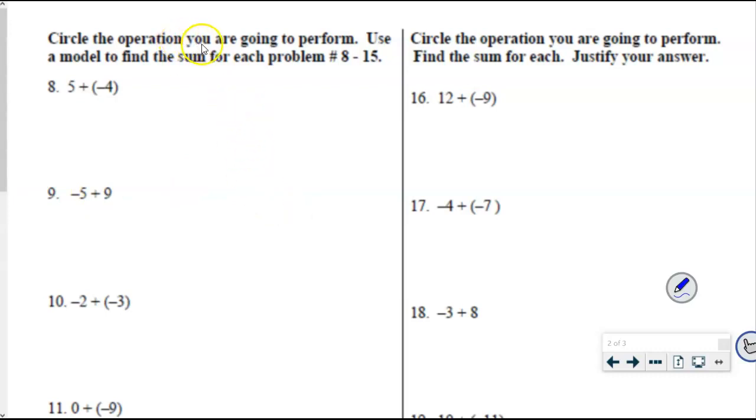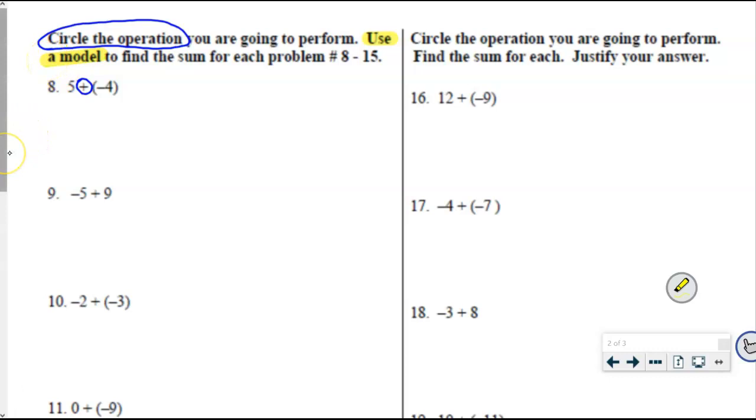So let me explain what I want to see happen for the next little bit. On this set of problems here, it says circle the operation. Hey, that's not a new direction, is it? We're still going to go through and circle the operation. Which again, right now you don't understand the value of it, but we're building habits. I want to get in the habit of always circling the operation. And then if we continue to read, it says use a model.